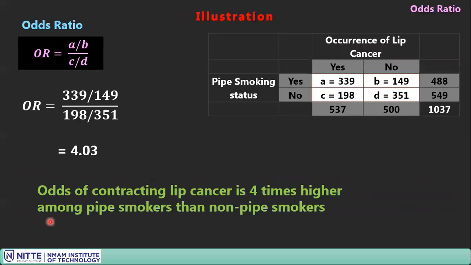Now let us look at one illustration. I have given you a problem here, the occurrence of lip cancer. Yes is the case, no is the control. Case versus control, we are checking for pipe smoking status.